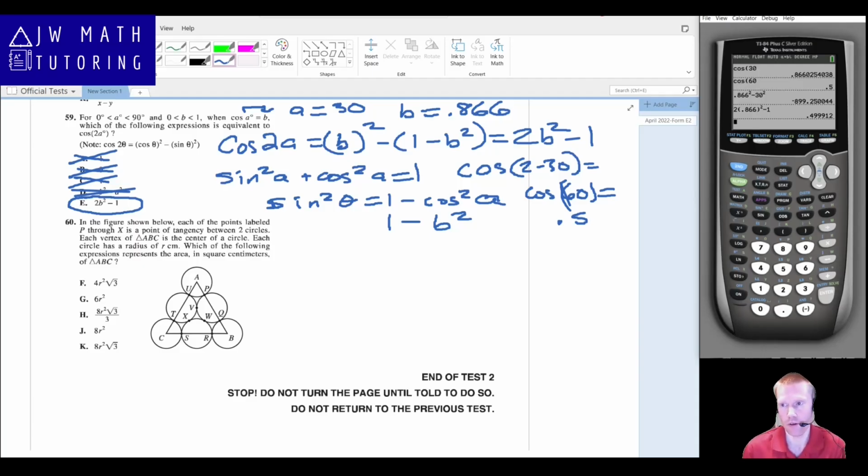It's 0.4999. So that's just an alternate way you could solve this problem by picking a value for A, finding out what the value for B has to be on the calculator, then finding what the cosine of 2A would be, again on the calculator, and then plugging A and B in as needed to the answer choices to see which one matches the value that the calculator gives you.